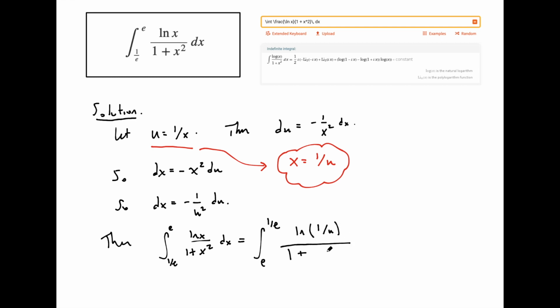And then in the denominator we've got 1 plus x squared, which is 1 over u squared. dx we wrote up here as negative 1 over u squared du. Okay, so that looks a whole lot worse, but I think we can algebraically simplify this a little bit, and then we'll cross our fingers and see what happens.